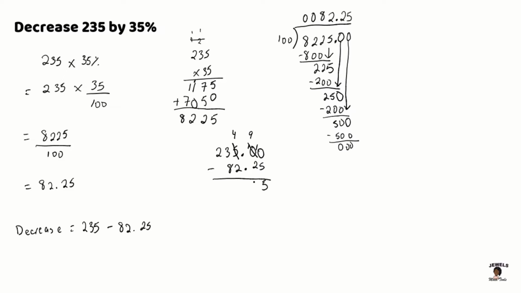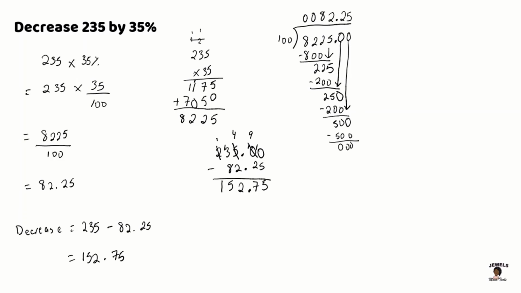9 subtract 2 will equal 7. 4 subtract 2 will equal 2. We know that 3 can't subtract 8. We're going to have to borrow from our 2, making it 1, turning my 3 into 13. And 13 subtract 8 will equal 5. And then we'll bring our 1 down. Remember that we were subtracting decimal numbers, so I'm going to go back and drop that decimal point right down from where it was. So when my 235 was decreased by 82.25, it's equal to 152.75.